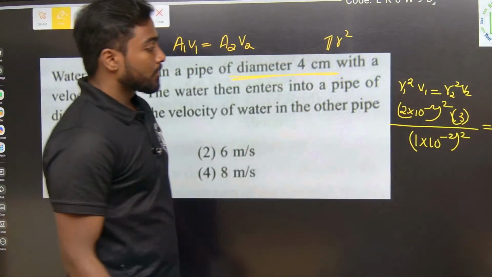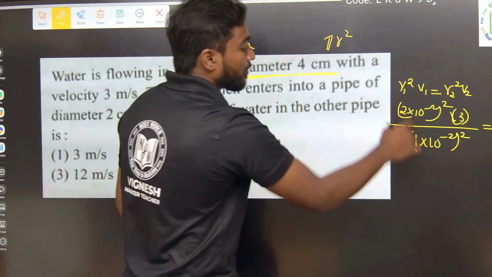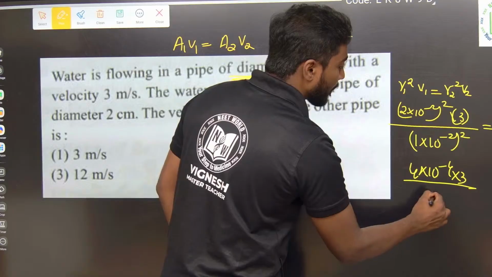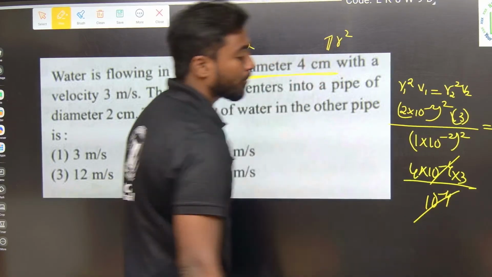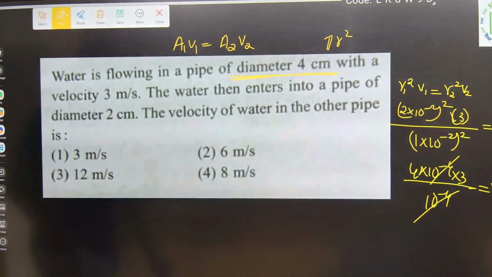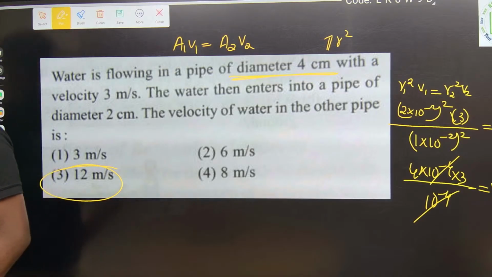Easily I can find it. Obviously it is 4 into 10 power minus 4 into 3 divided by 10 power minus 4. The 10 power minus 4 terms get cancelled, and V2 equals 12. So 12 meter per second is the answer.